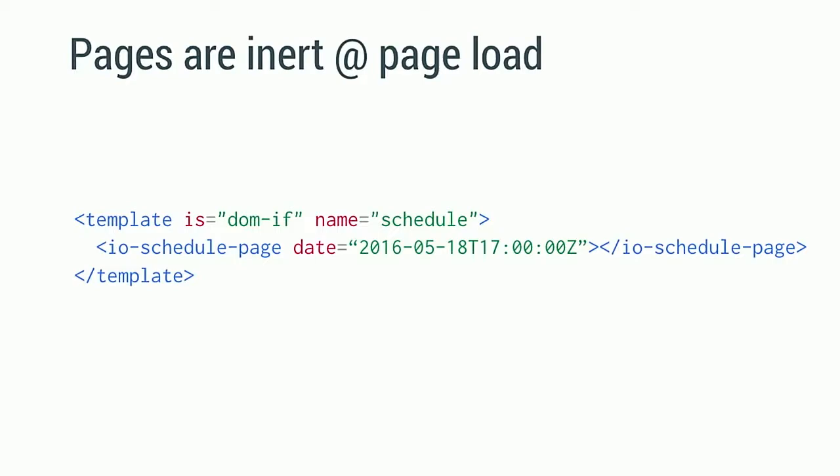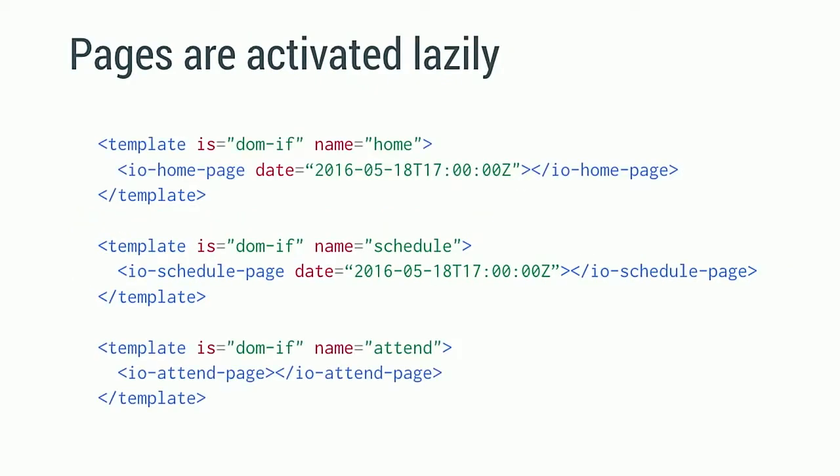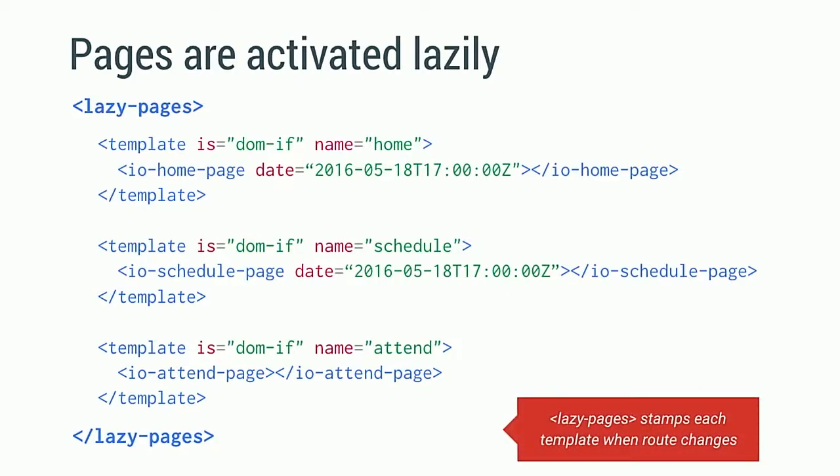Polymer has this DOM if feature, that says if something becomes truthy, then do that for you. It's a helpful extension to the template tag. We do this through all of our pages, and we wrap these in another custom element called lazy pages. Lazy pages is dead simple. All it does is it knows about its children elements, and it knows, based on the URL, and the name of each DOM if, what page should be activated. This is the way we're doing lazy activation and managing this single page app feel using web components.